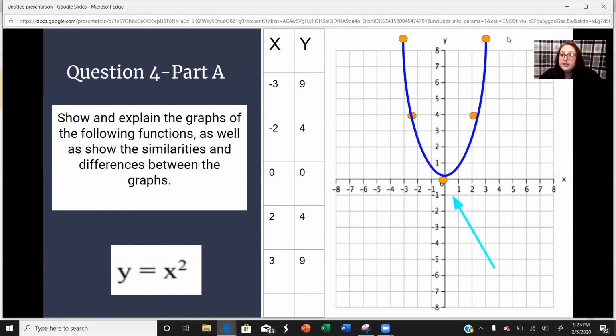And if you notice, this bottom dot is right there in the center of the graph, and the other dots line up with each other.